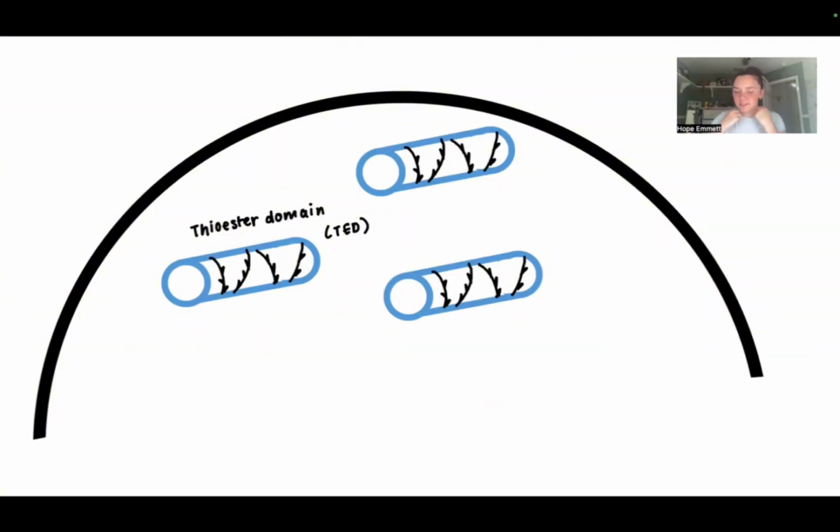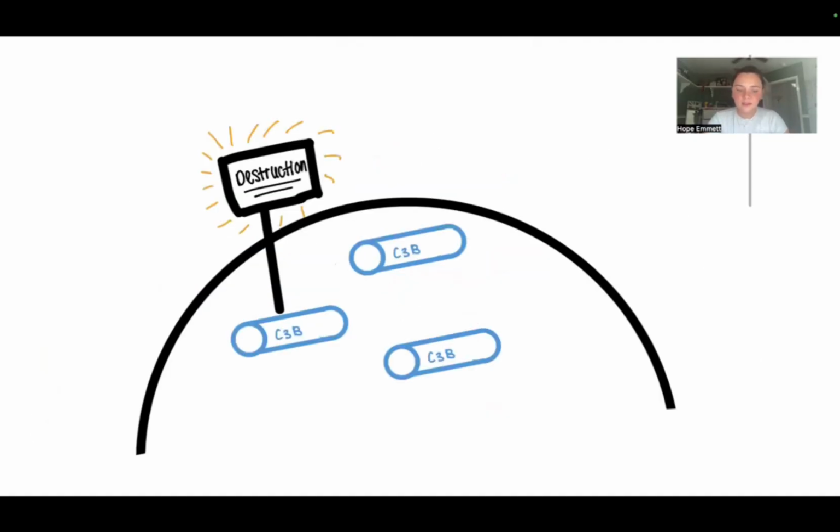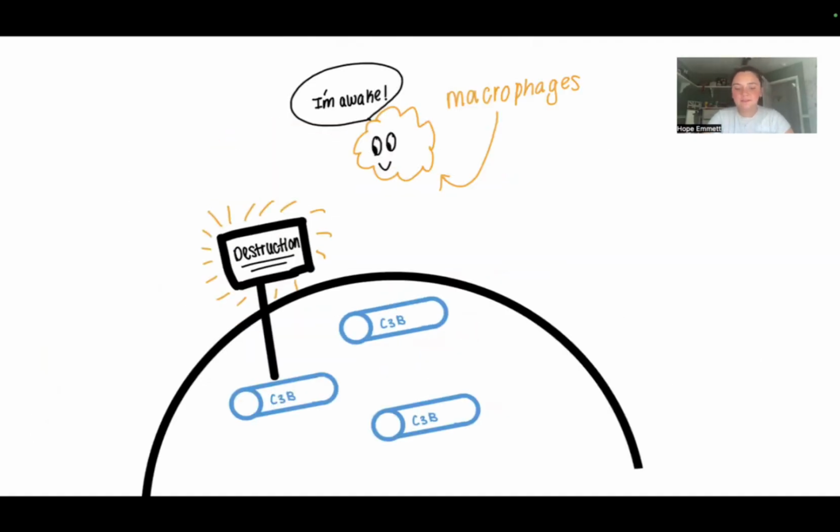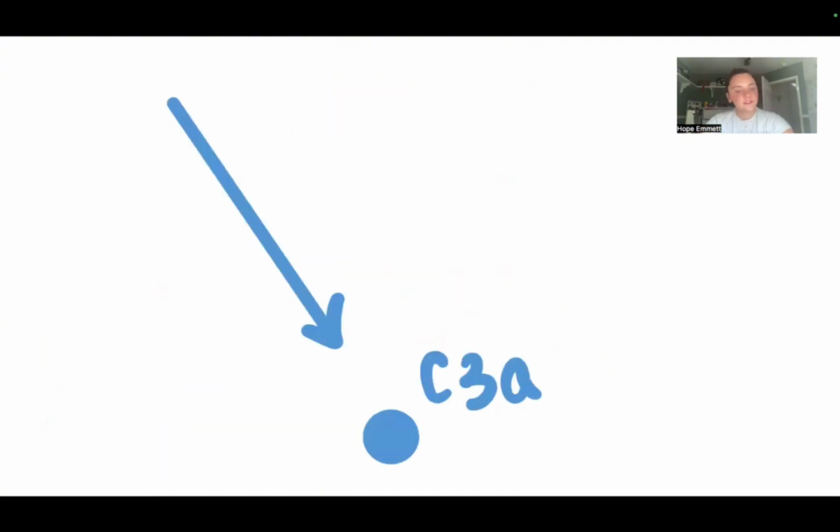This domain is described as functioning like a barbed spring trap. This mechanism facilitates the attachment of C3b to surfaces. Then C3b acts as an opsonin, marking pathogens for destruction. This activates macrophages via complement receptor, specifically CR1. C3a is the smaller fragment that diffuses away and acts as an anaphylatoxin, promoting inflammation by stimulating mast cells and recruiting immune cells. Let's explore C3a a little bit deeper.